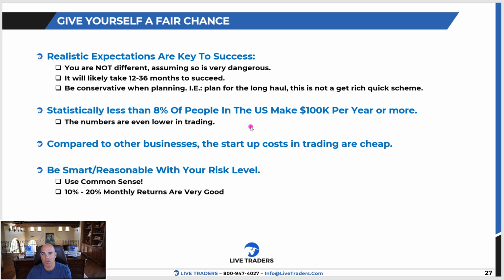Very few people in America make $100K a year. It's true. Individually, of course. The number of traders is even lower. They come in undercapitalized, overhyped, and then the market slaps them around. And then they say, oh, that's just gambling. No, you are a gambler. Trading is not gambling. You are a gambler. And honestly, compared to most other businesses, starting a trading business is actually pretty inexpensive. It's pretty cheap, right? It really is.